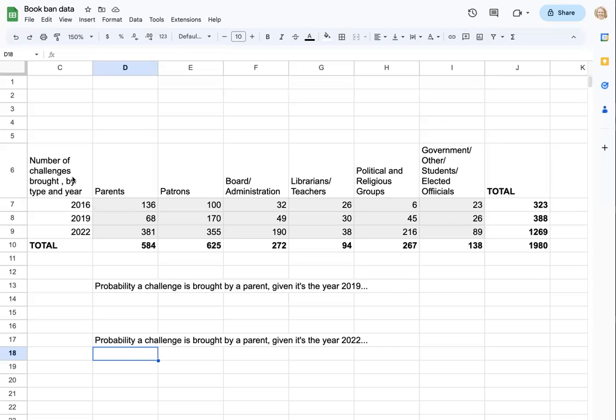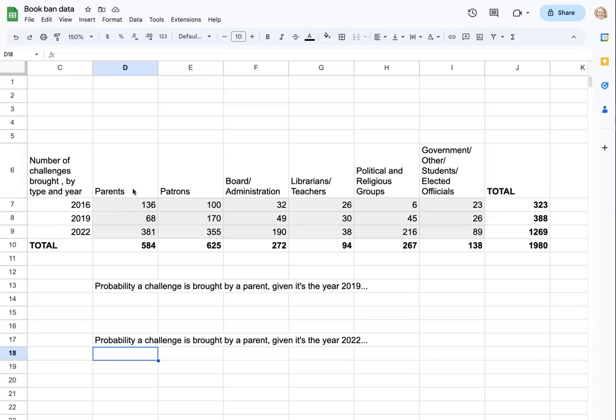Another catch here is that the American Library Association doesn't think that all challenges are reported out to this body where the data was collected. So this might just represent a fraction of the actual challenges out there to books. So what we have here is I collected data on 3 different years, 2016, 2019, and 2022. And I kind of backtracked. I found out the percent of challenges and where they're brought from.